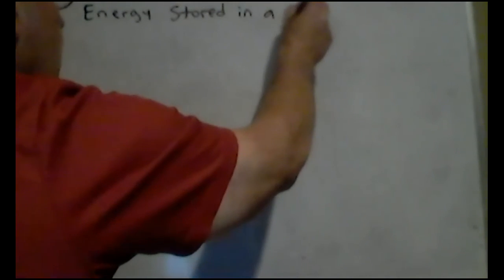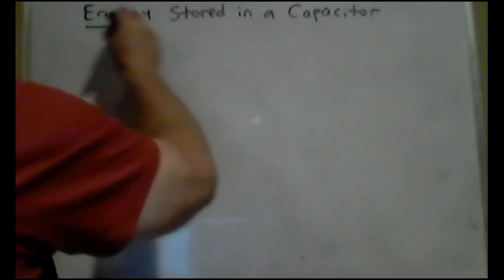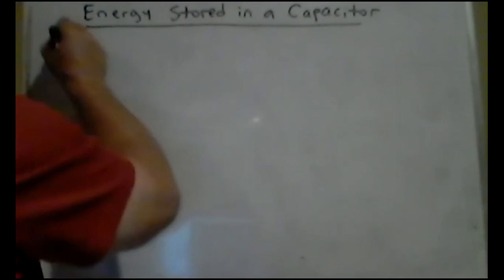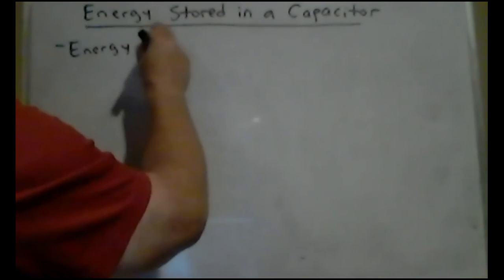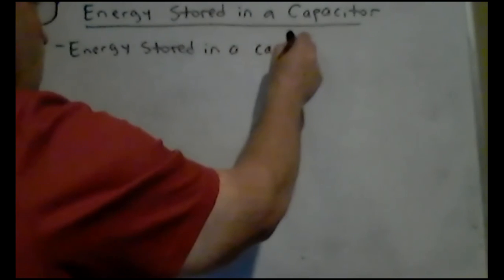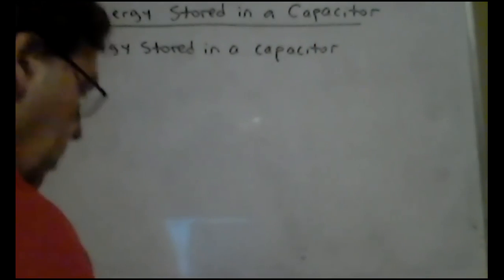So a capacitor stores charge, but it also stores energy. So, energy stored in a capacitor. Final topic. Okay. Now, energy stored in a capacitor is electrical potential energy.